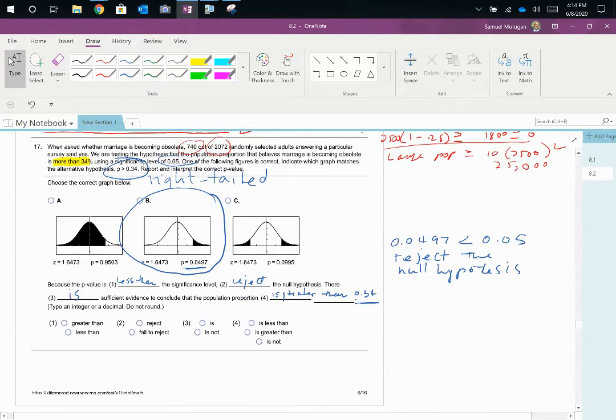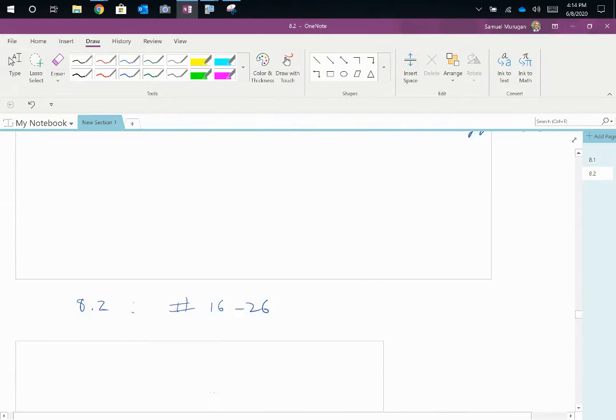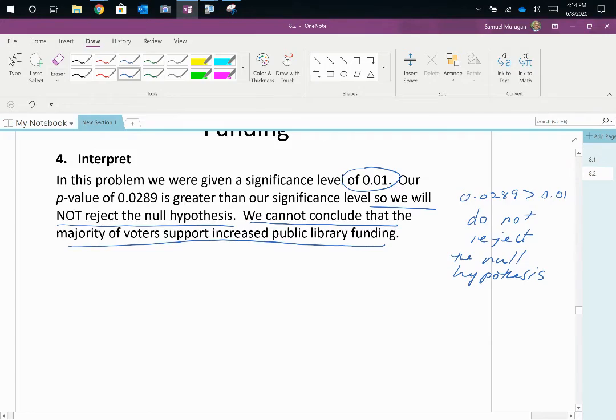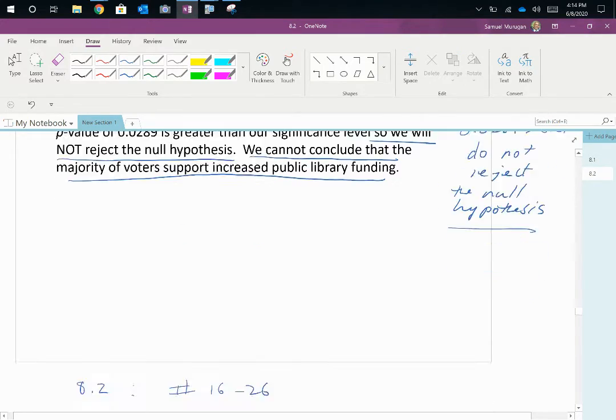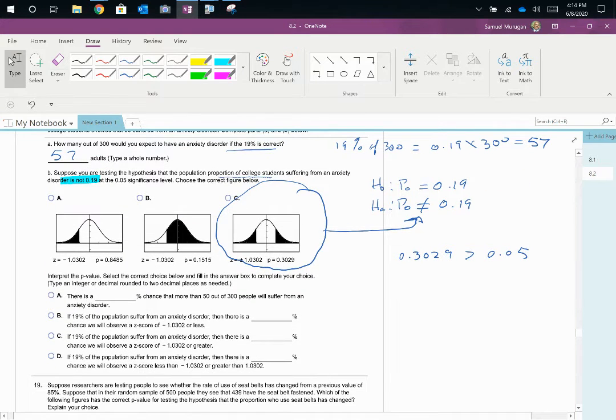Come back here. If it's less than, we reject the null hypothesis. If it's greater than, we do not reject the null hypothesis. So in this case, do not reject the null hypothesis.